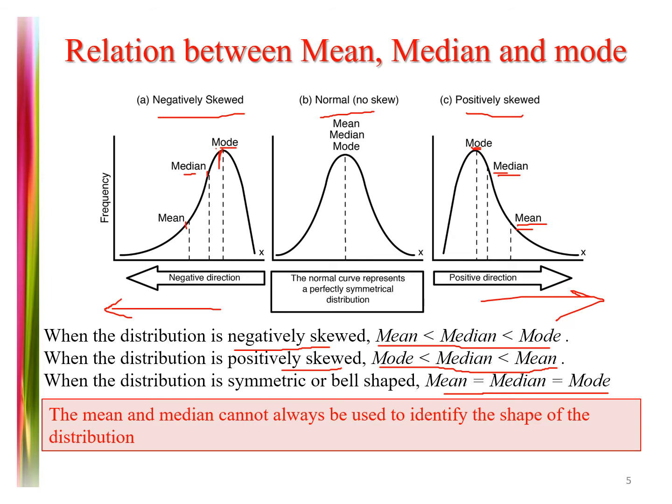All right, the mean and median are not always used to identify the shape of the distribution, and that's why, as you already know, extreme points affect the mean calculation but do not affect the median calculation. So that is not a good method.